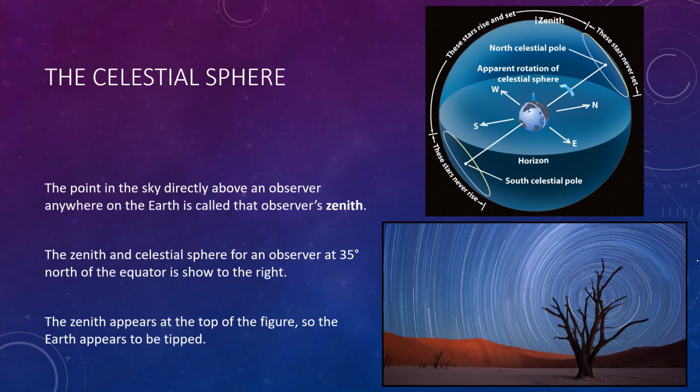The point in the sky directly above an observer, regardless of where they are on the Earth, is called that observer's zenith. The zenith and the celestial sphere for an observer at, say, 35 degrees north of the equator, which is fairly close to where we are, is shown to the right. The zenith appears at the top of the figure, so the Earth appears to be tipped. And if you took a time-lapse photograph toward the North Pole, you would see star trails like this, all circling around the center, which happens to be behind this tree in this particular image.